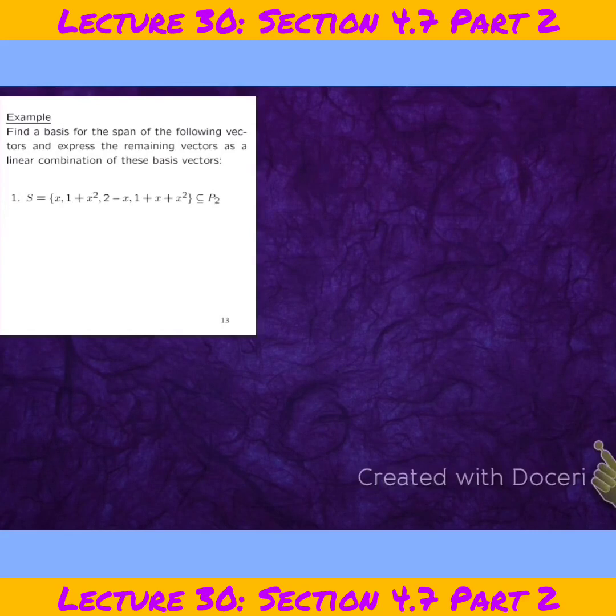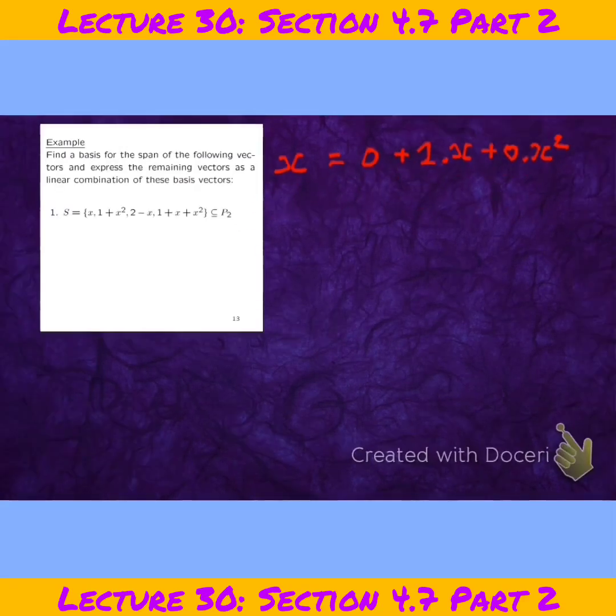So taking the first vector in S, we see there that we can represent x in that form. Now remember, P2 is the set of all polynomials of degree at most 2. Now note that these coefficients correspond to a column vector, and the column vector is that column vector.